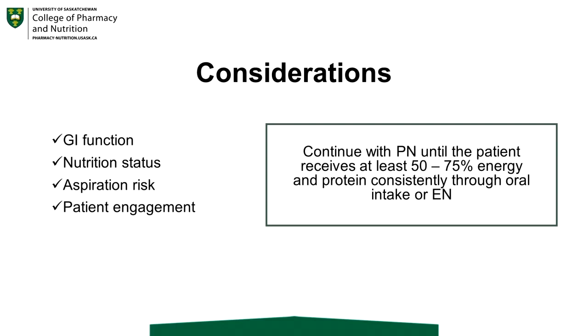A general guideline is that PN is continued until the patient is consistently receiving at least 50 to 75% of energy and protein orally or through EN and is demonstrating signs of improvement. If transitioning to EN, we want to ensure that the patient is tolerating EN or oral intake before decreasing the PN infusion or discontinuing it altogether.